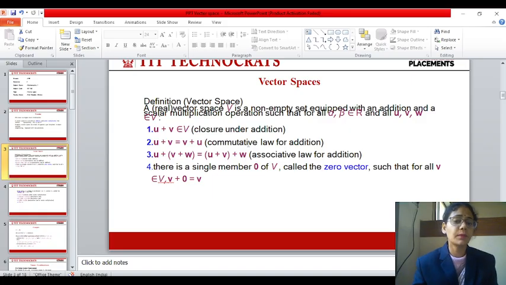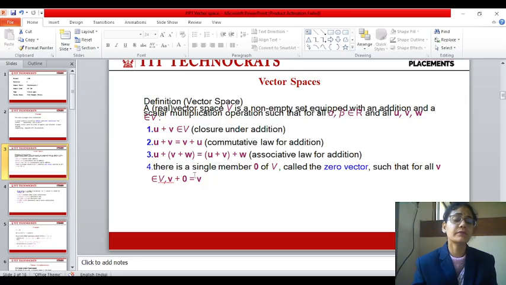In the commutative property, which we have already discussed in our earlier classes, u plus v is equal to v plus u. And the associative property is that you can add u plus v and the resultant vector you can add with w, or you may add v with w and the resultant vector can be added with u. This is known as the associative property for addition.